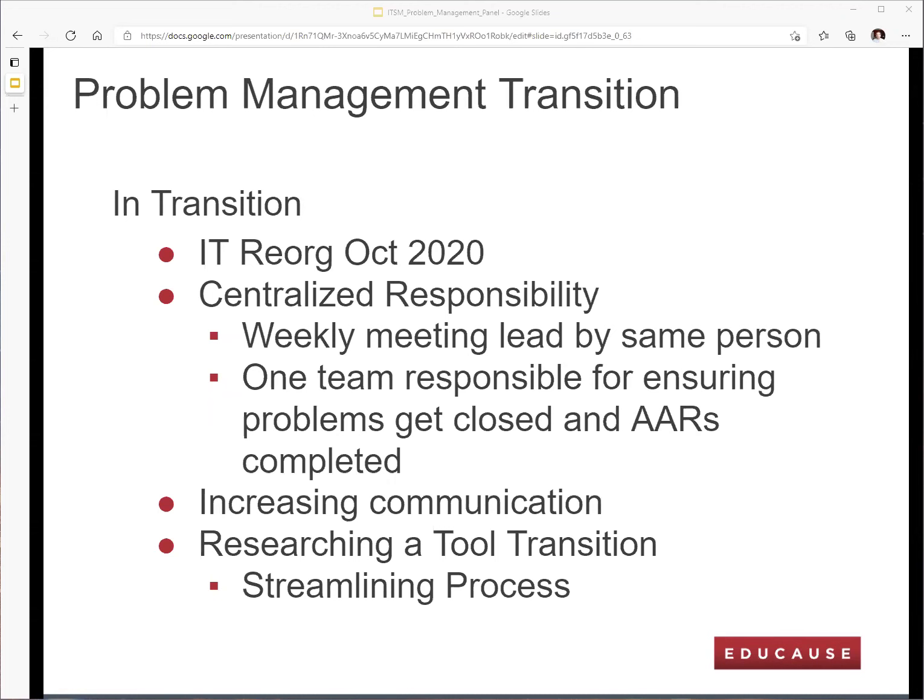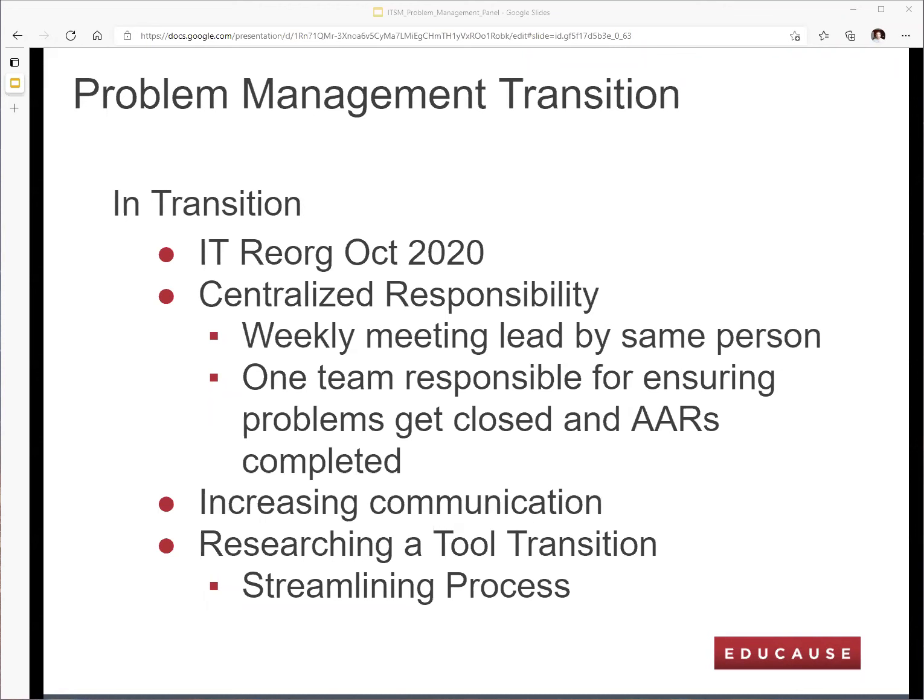somebody that was not looking for something being wrong. How do we build relationships across IT so that we're willing to openly talk about the problems that we're having and create safe spaces? The weekly meetings that were being held before, there was a lot of finger pointing. And so by consolidating that responsibility, a lot of that has been removed from the meetings.